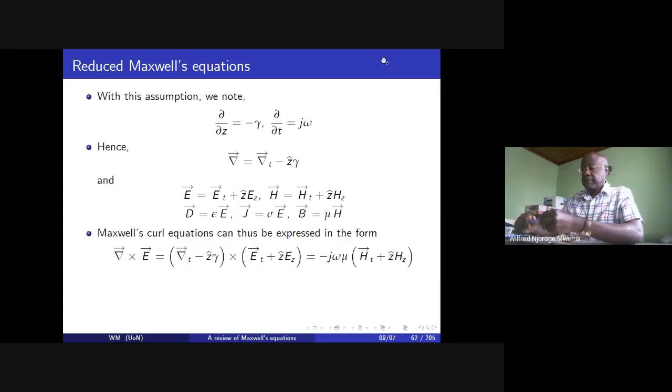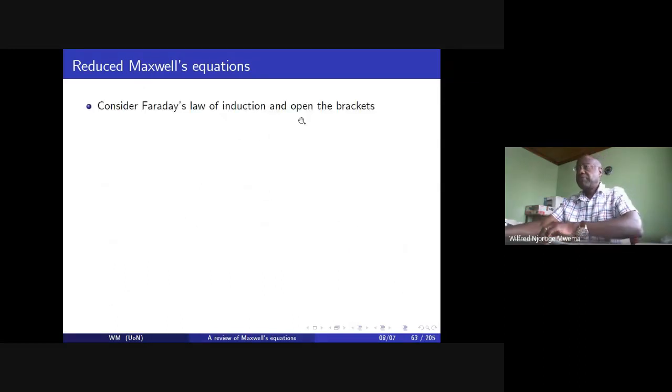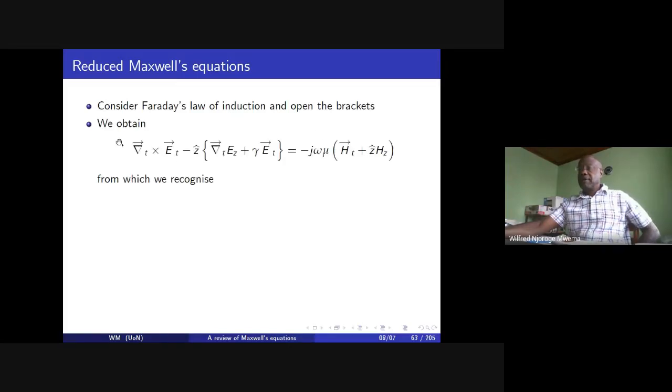So if you have already done it, all we have to do is to just say it was going to be the transverse curl of the transverse electric field minus Z, and we give it as follows. That is for the H field, and then we shall have the following cases. So to open the brackets, we'll get that we have a transverse curl of the transverse electric field minus Z.